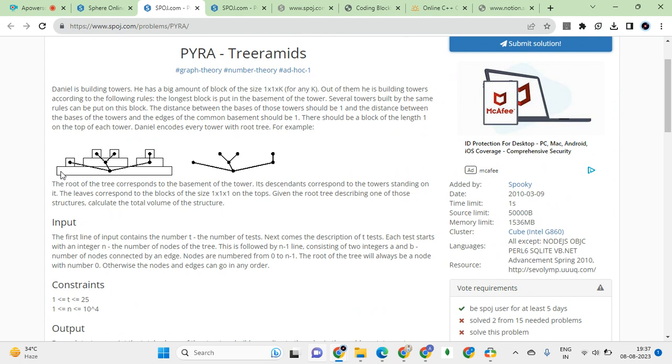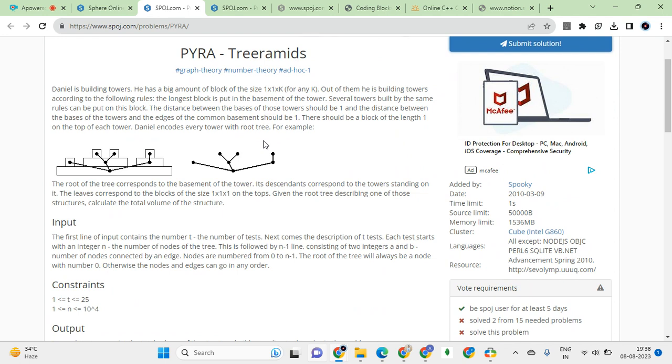Edges of the common basement. What do you mean by edges of the common basement? There should be a block of length 1 on top of each tower. Then we represent every tower with a rooted tree. The root of the tree corresponds to the basement.